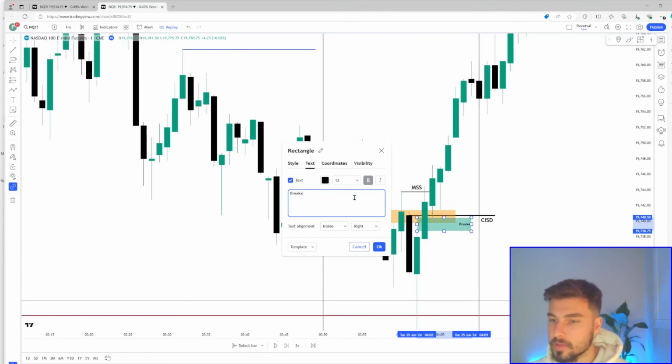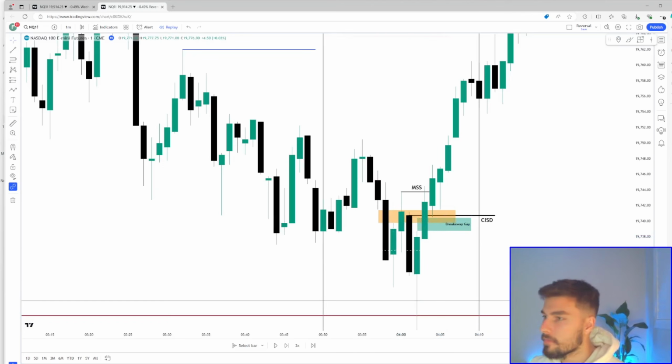And a lot of people ask me, okay, well, Ruben, what is a breakaway gap? How do you know it's going to form? When would you expect it to form? Those are probably the questions that you do have. And they're great questions. Let's go through all of them.